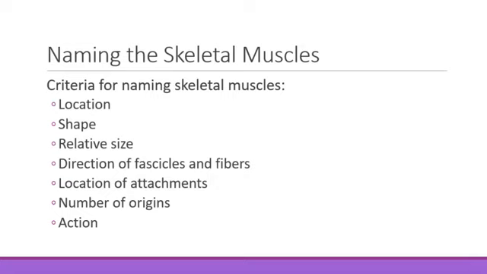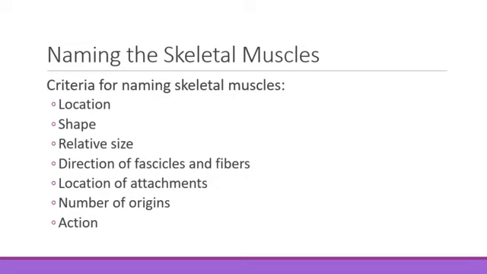Now, another important thing about this chapter includes the criteria for naming muscles. And we've kind of gone over this in lab, but this should help you moving forward when you are identifying the different muscles that we will be going over in the subsequent labs. So there are different criteria for naming muscles. We can name muscles based on location, shape, relative size, direction of fascicles and fibers, location of attachments, the number of origins, as well as muscle action.